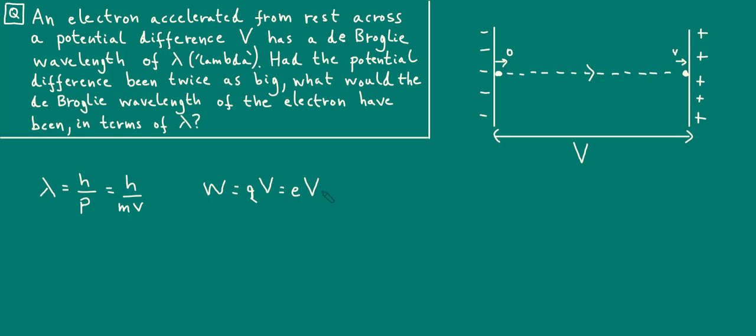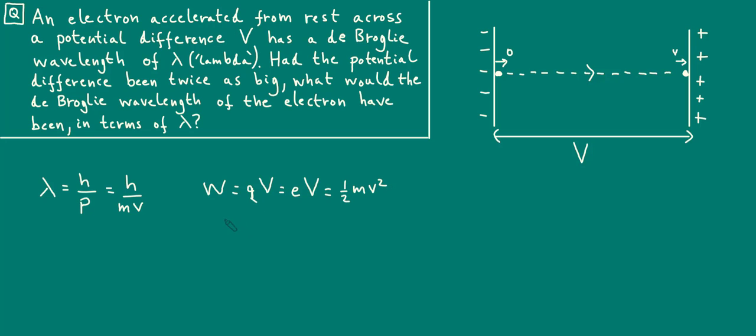Now, we can set this equal to the final kinetic energy of the electron, so the kinetic energy it has just as it reaches the right plate over here. Because that's precisely the amount of energy that's been transferred once the electron makes it all the way over to the right. So we can say that the work done is equal to half m, the mass of the electron, times the final speed of the electron, v squared.